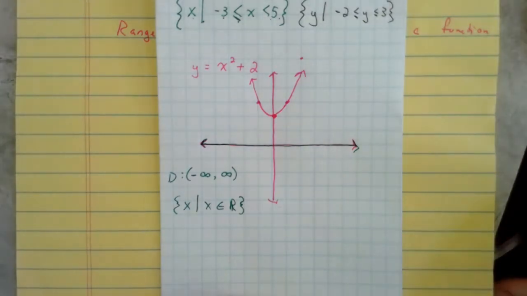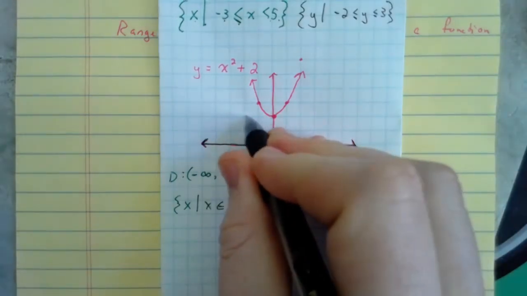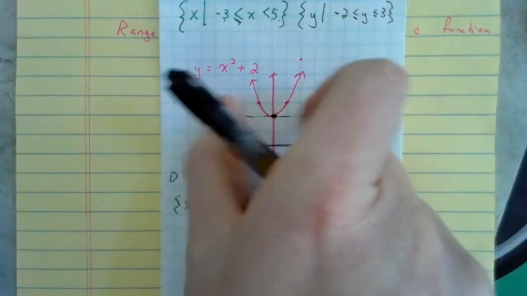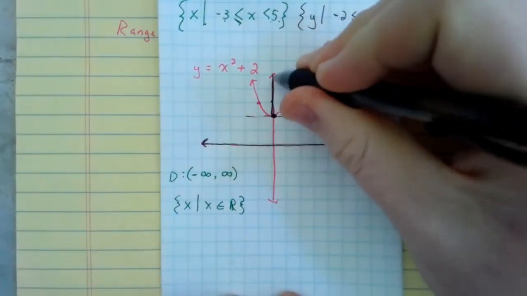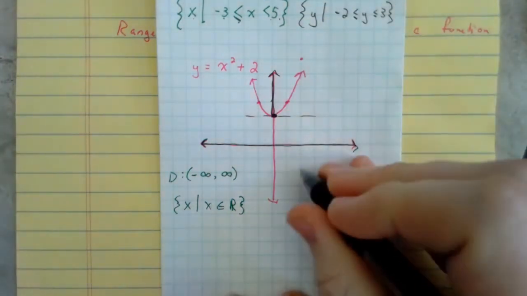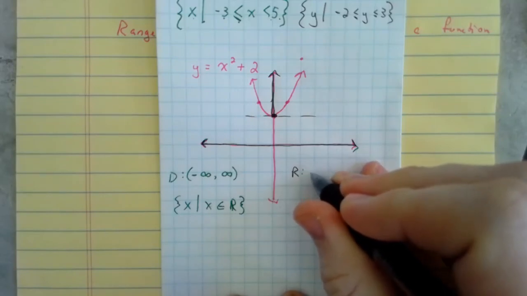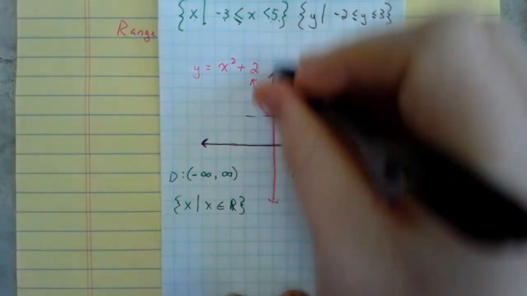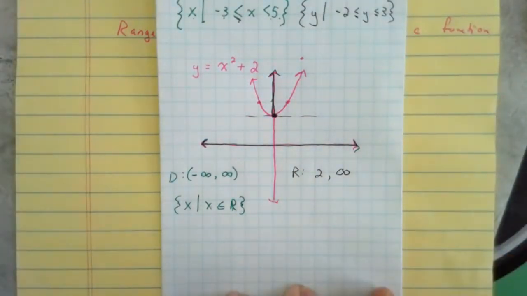Now if I take a look at my range, my range bottoms out. There's a minimum here. I can see it only goes as low as this. And again, if I squish it horizontally, it's only going to be the part above this, but it still extends infinitely upwards. So my range is going to go from 2, which is the lowest number, all the way up infinitely. So it goes from 2 to infinity.